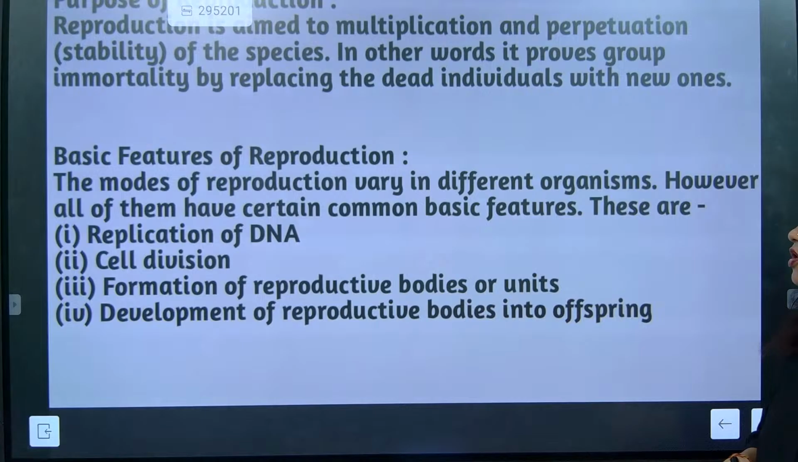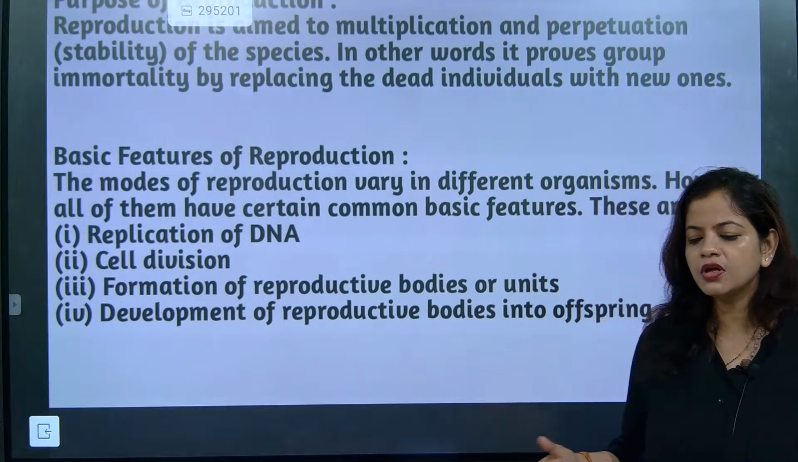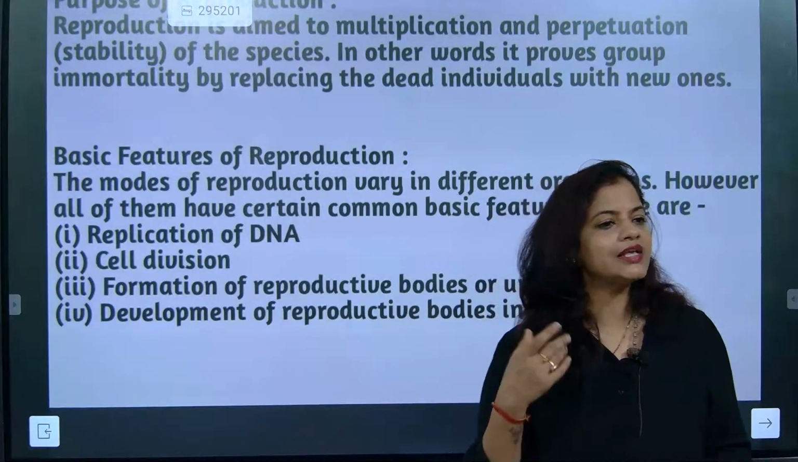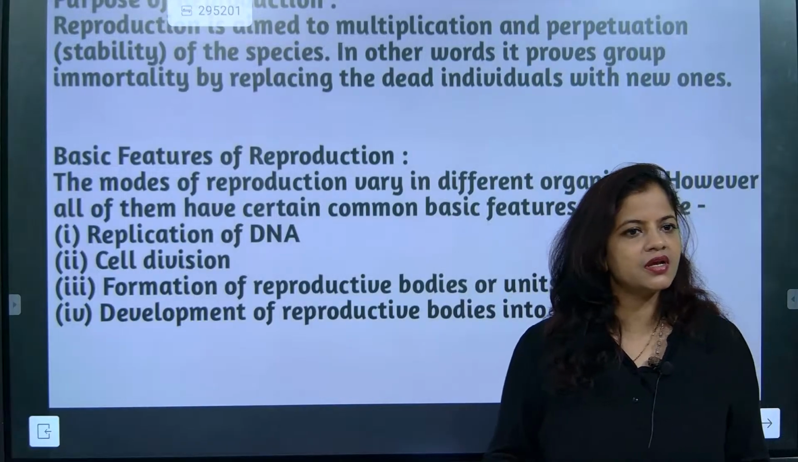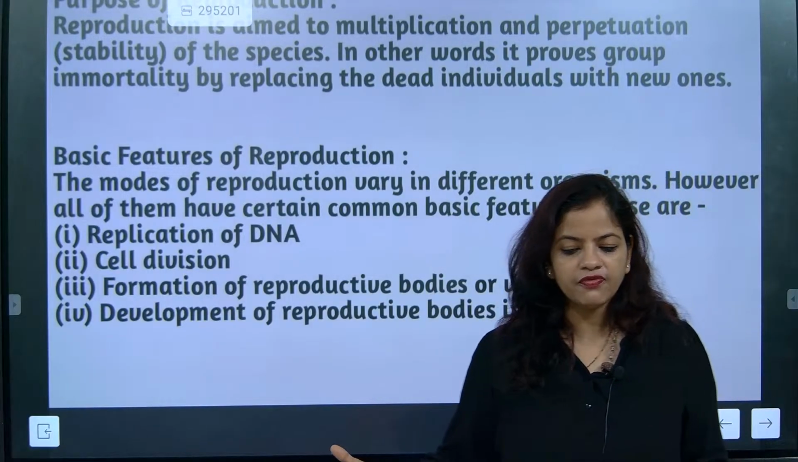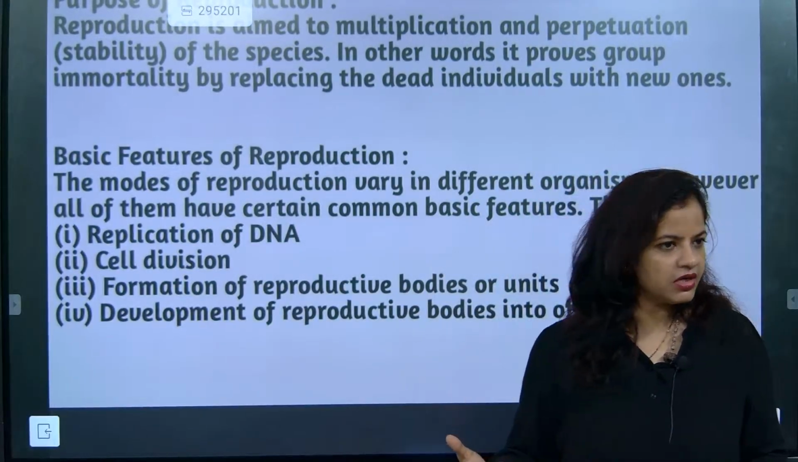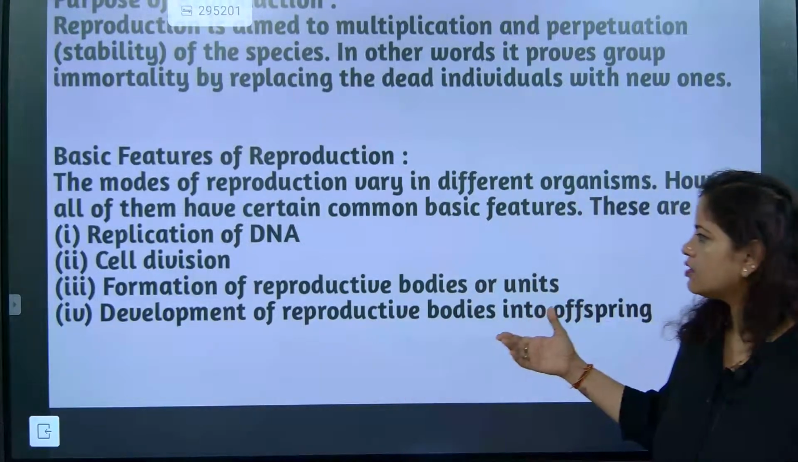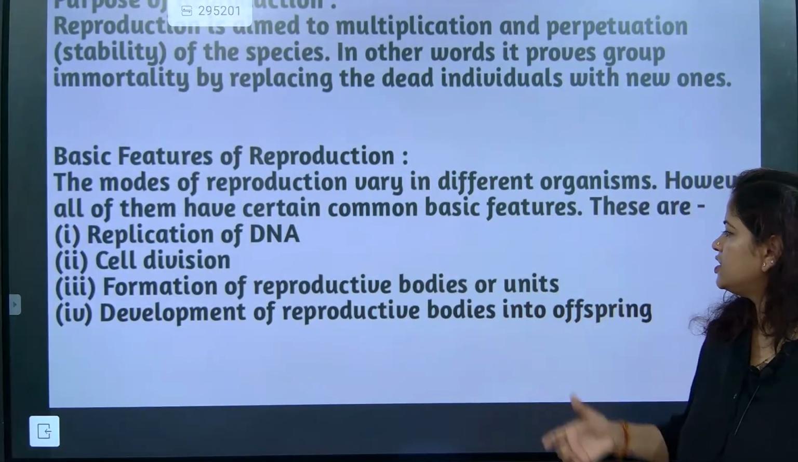Formation of reproductive bodies or units. So we know that the DNA and the zygote are there. Zygotic formation is there. Correct? So we talk about the zygotic formation, and what all contents are there. Understood or not? So for that also, and development of reproductive bodies into offspring.